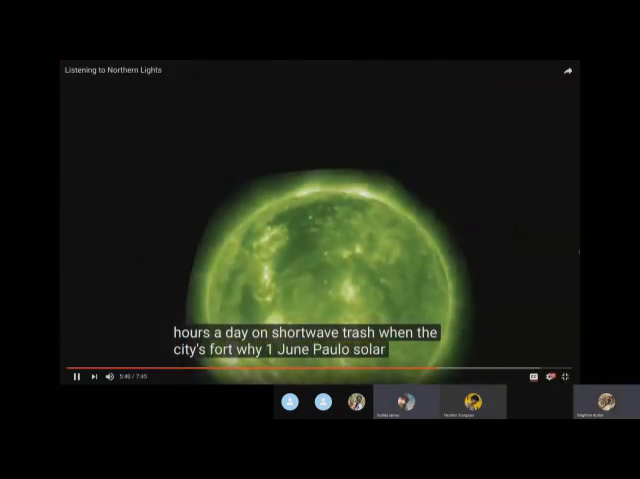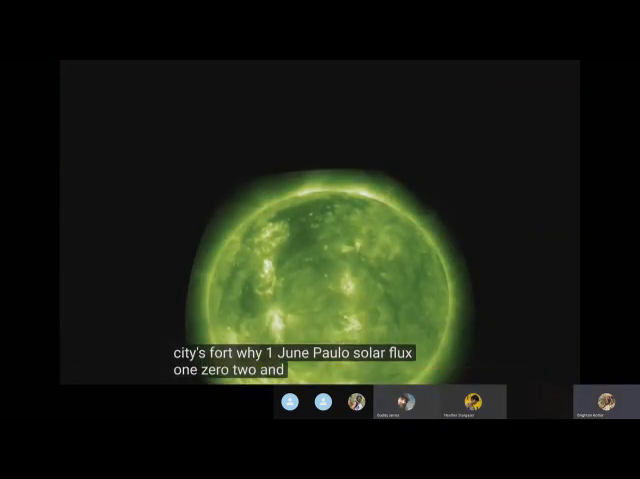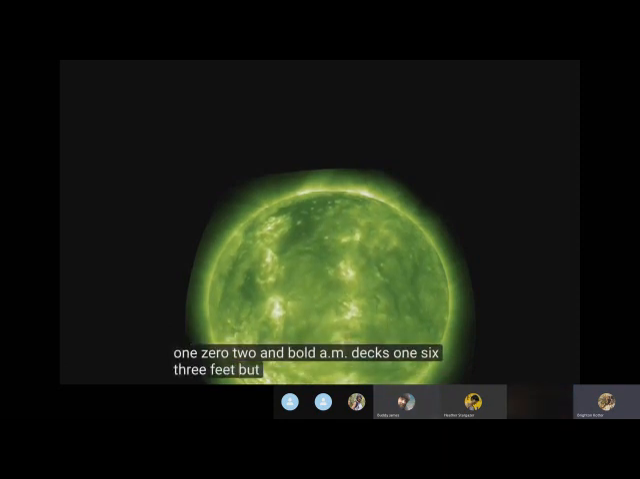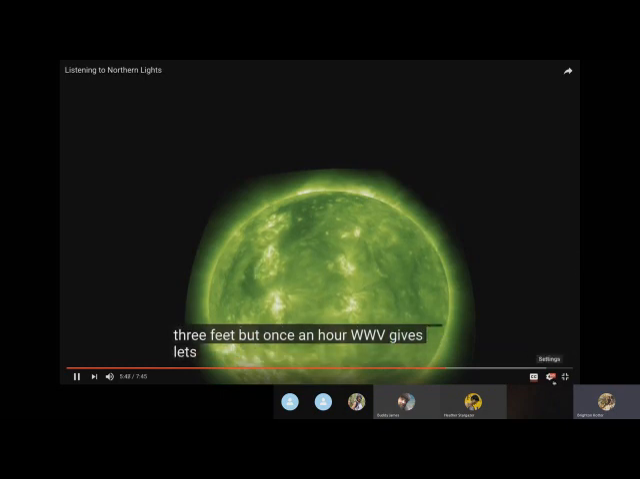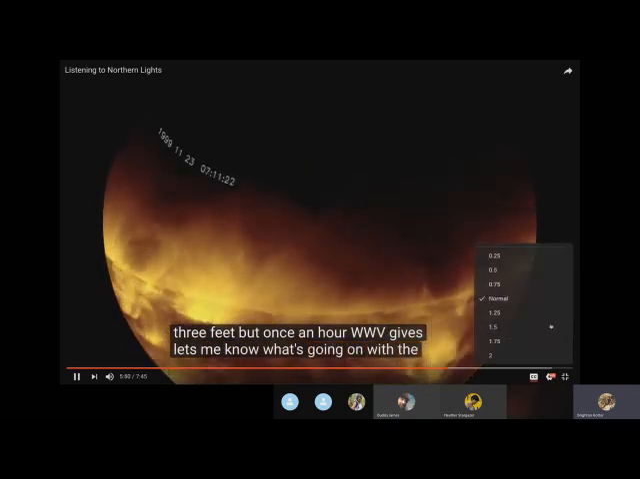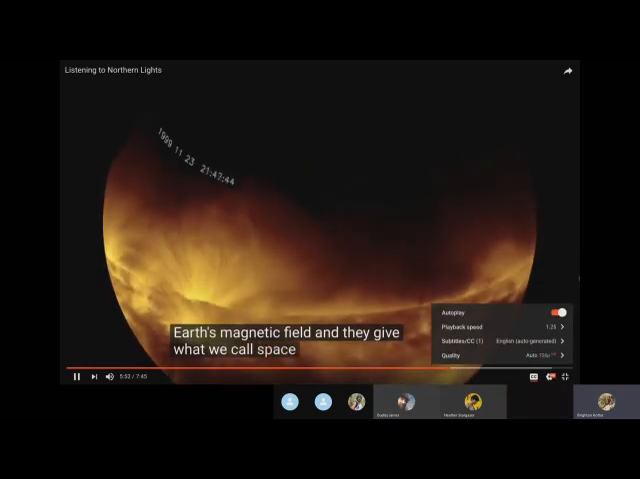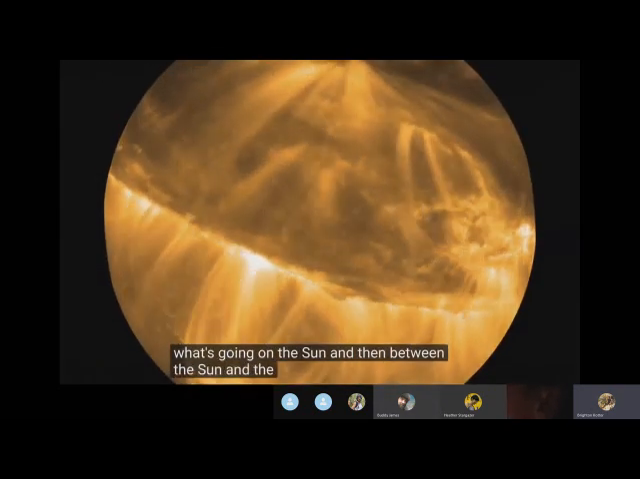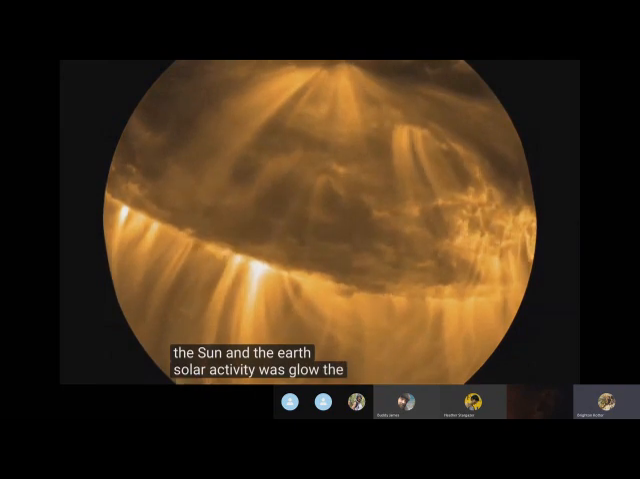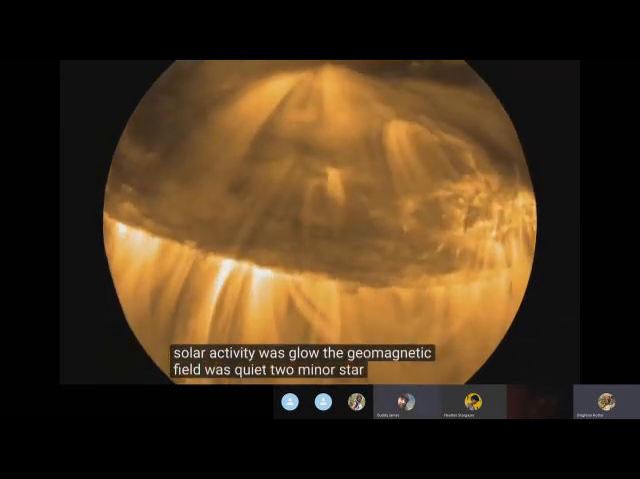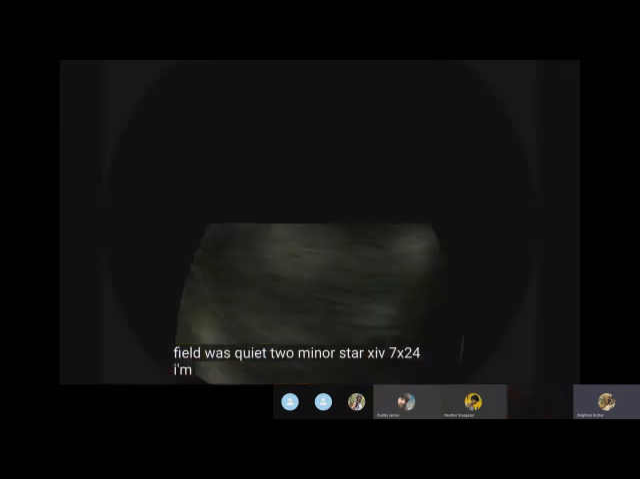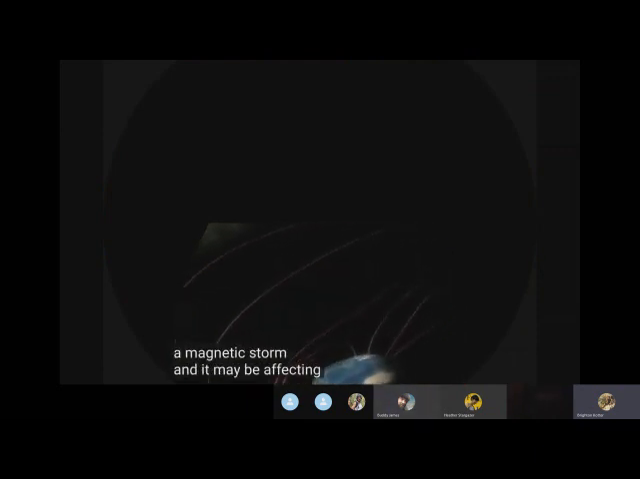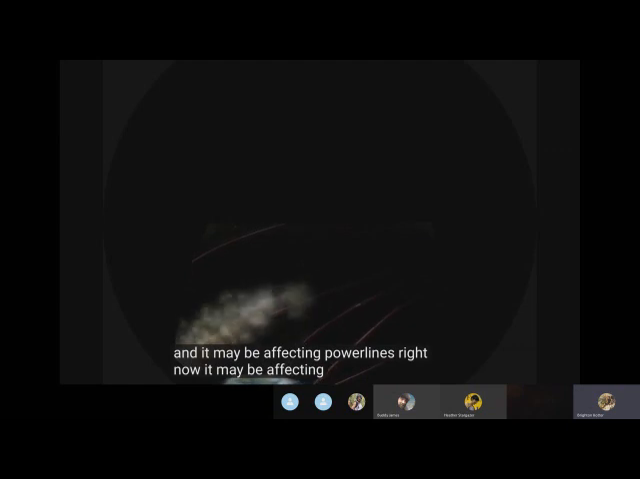June 1 follow. Solar flux 102 and A index 16. Repeat solar flux. Solar activity was low. The geomagnetic field was quiet to minor storm. The forecast for the next 24 hours.